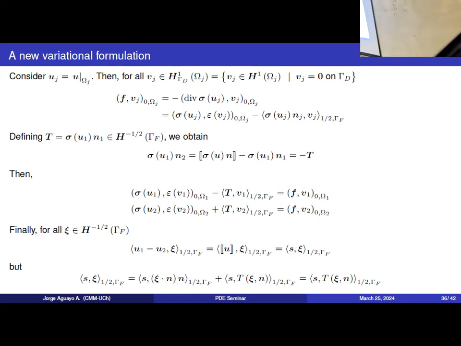But we need to add a new variable, the tractions on gamma F. This is our new variable. So in this case, we obtain this condition for the jumps. That would be very important. And using just integration by parts, we obtain this first element. But the traction for omega-2 is negative t, because we are preserving the tractions.